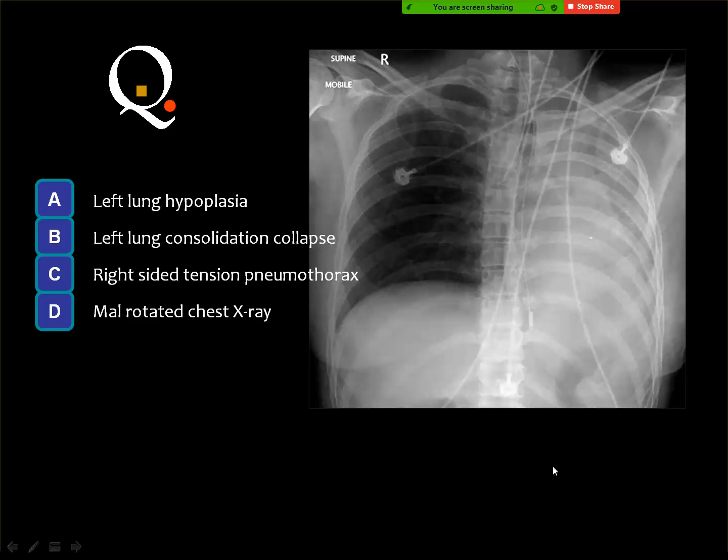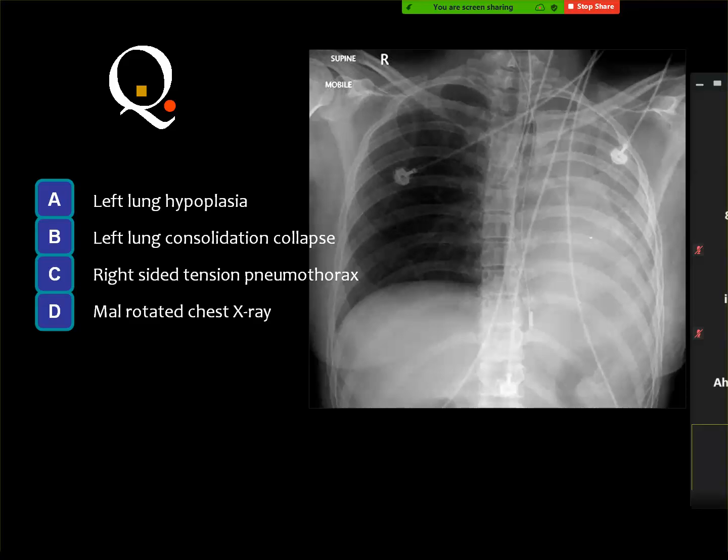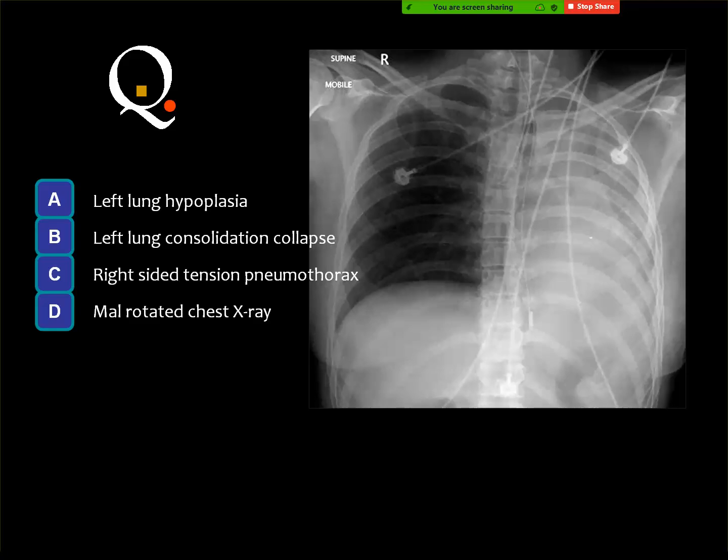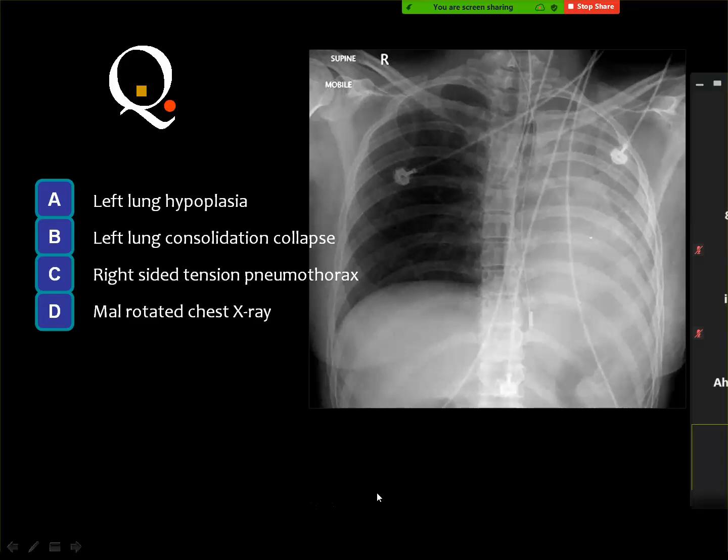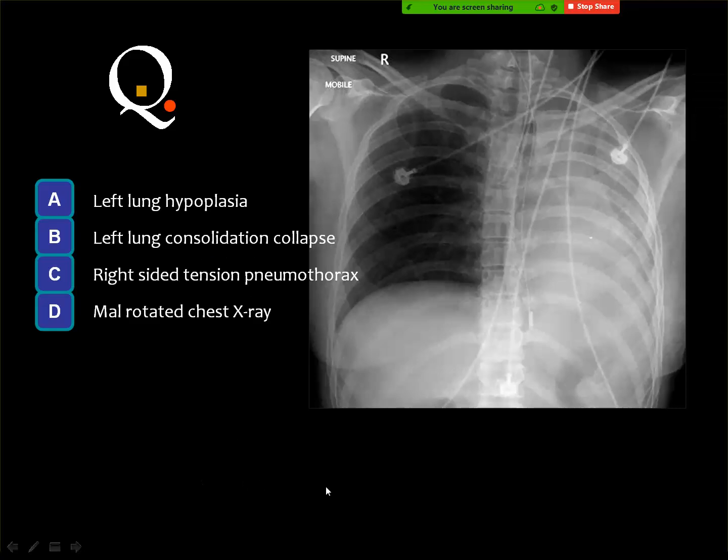And this is the first case where the patient is in the intensive care unit, and this chest X-ray showed opacification of the left hemithorax and clear right hemithorax. Then the diagnostic possibilities include left lung hypoplasia, left lung consolidation collapse, right-sided tension pneumothorax, or mal-rotated chest X-ray. B. Yes, this is the left lung consolidation collapse. What is the cause?